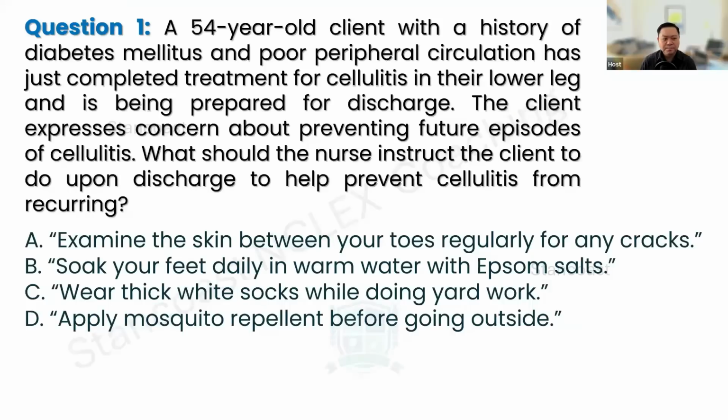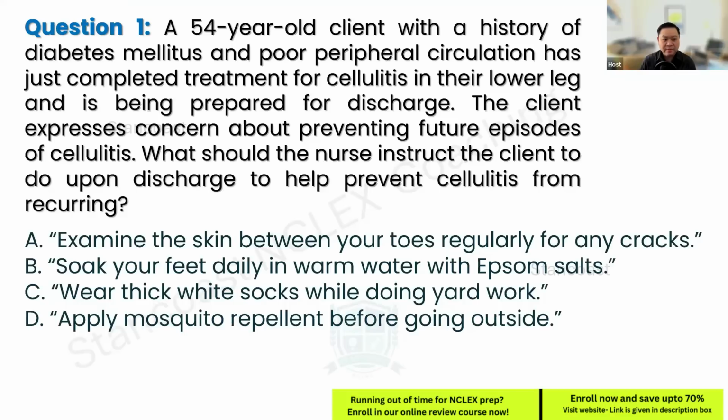Question number one. A 54-year-old client with a history of diabetes mellitus and poor peripheral circulation has just completed treatment for cellulitis in their lower leg and is prepared for discharge. The client expresses concern about preventing future episodes of cellulitis. What should the nurse instruct the client to do upon discharge to help prevent cellulitis from occurring?